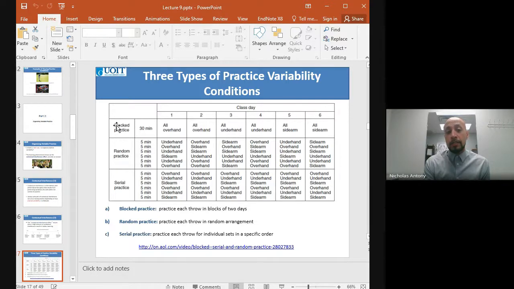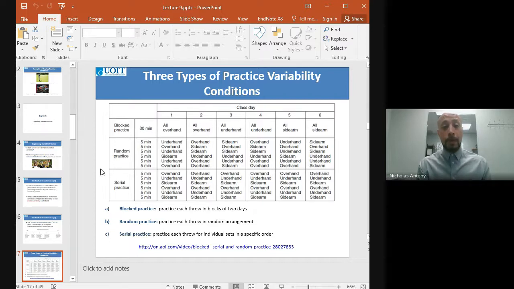In block practice, see how for the first 2 days, for all of the 30 minutes, they're doing all overhand. For the next 2 days, they're doing all underhand. And then the last 2 days, they're doing all sidearm. So would this represent low or high contextual interference? Right, because there's no variation. Boom, boom, boom, it's all very blocked. That's why it's called block practice.